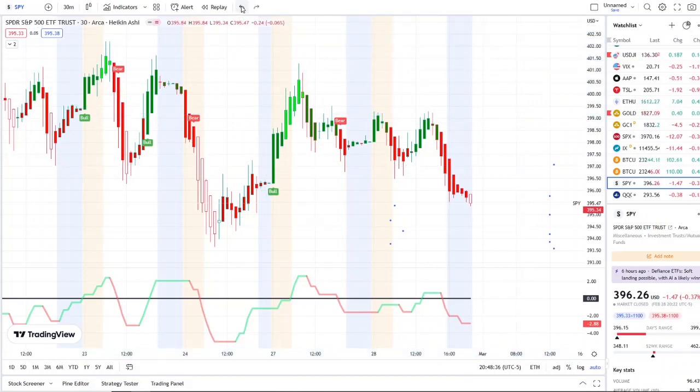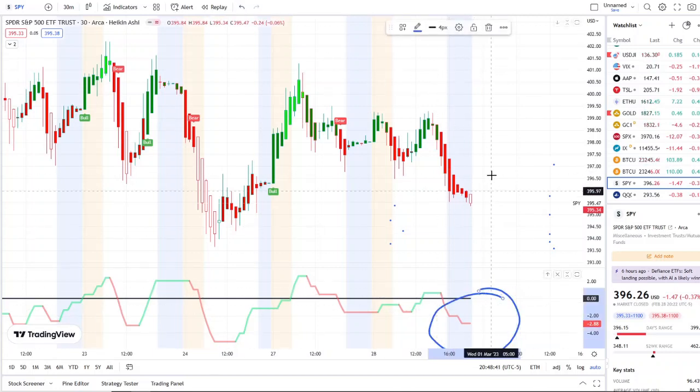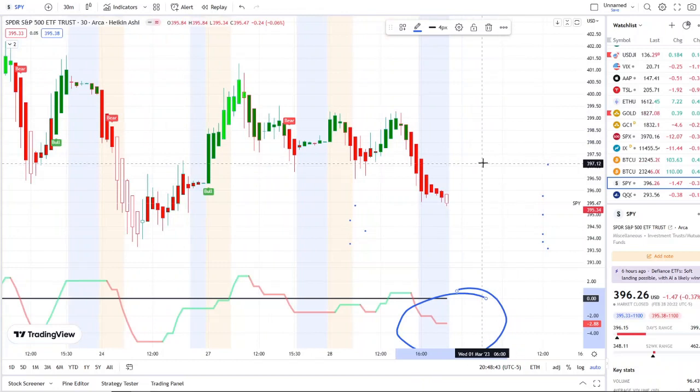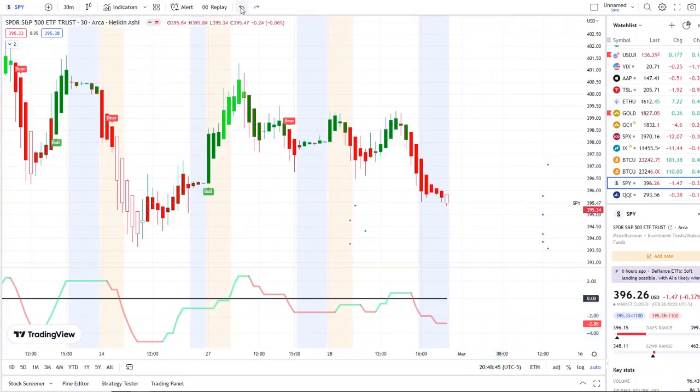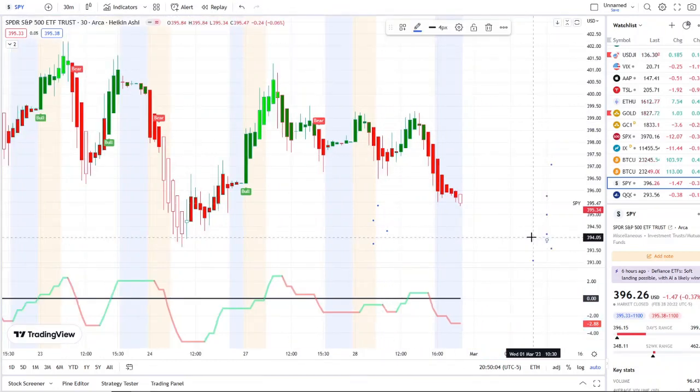So here we are at 395.34 in the after hours. Outflows are dominating here on the 30-minute, and I'm going to share with you guys what I would watch going into tomorrow and what is going on within the chart.